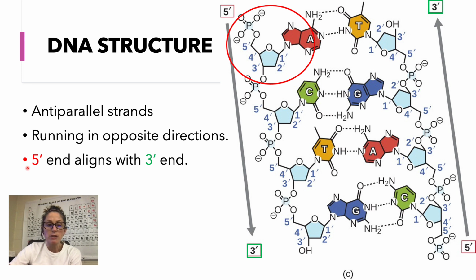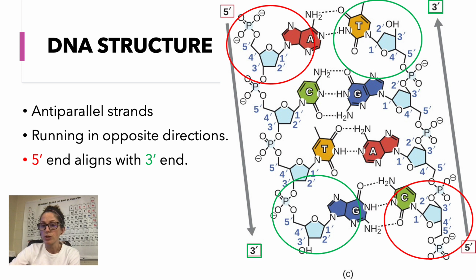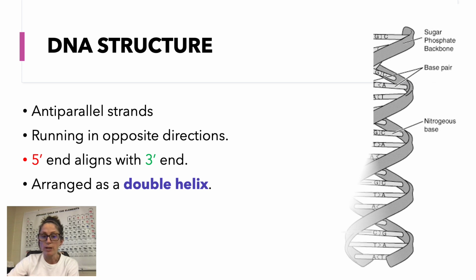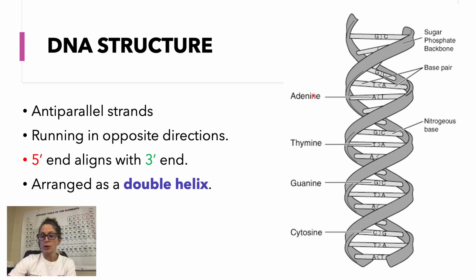So again, we see the 5' end on this strand and the 5' end on that strand where the phosphate groups are. And then similarly, we have the 3' end on both strands where the sugars are. And again, these are arranged as a double helix, if you remember this. So it's not just a ladder, but we consider this a twisted ladder. And we see there's one strand, one sugar phosphate backbone, and then we have the other sugar phosphate backbone on the outside. And along the middle, we have our nitrogenous bases.